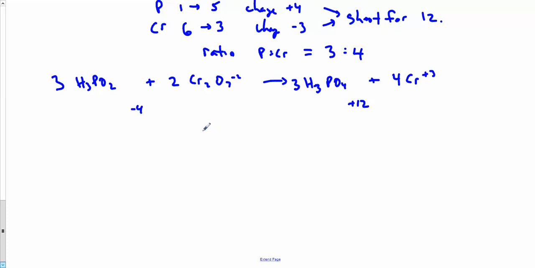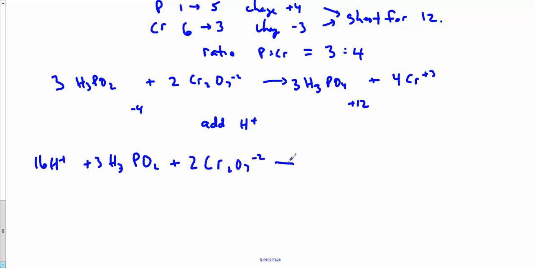I'm going to add in H pluses to balance for charge. How many H pluses do I need to balance for charge, and where will they go? I need 16 H pluses over here. So I'm going to write 16 H plus, 3 of those guys. And now notice the charge over here is +12 and the charge over here is +12.